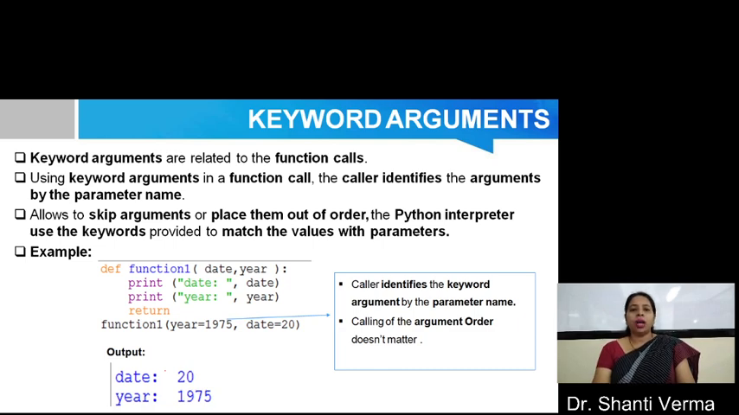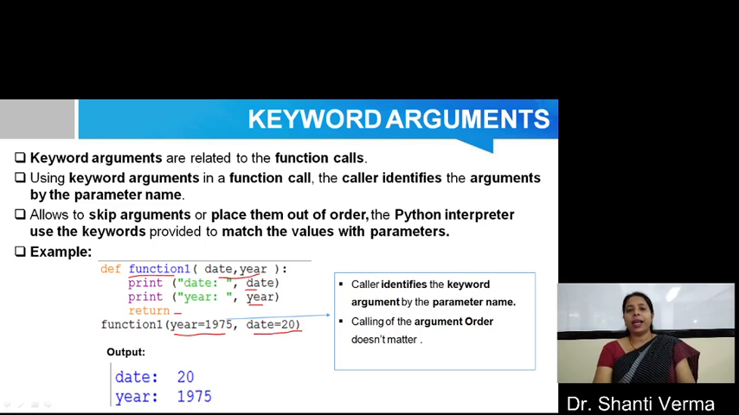We also allow to skip arguments or place them out of order. The Python interpreter uses the keywords provided to match the values with the parameters. In this example, you can see that I declare one function named function1 with two parameters, date and year, and I print the value of date and year within the function and return none. Now when I call function1, I pass year equals to 1975 and date equals to 20.